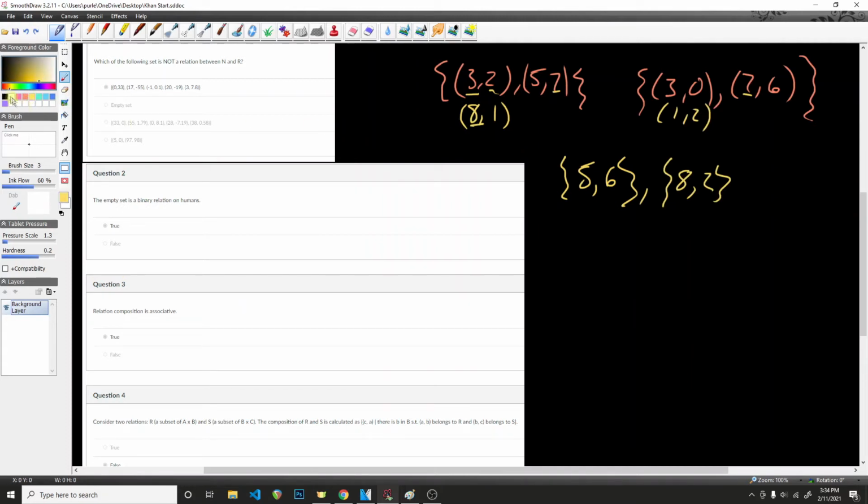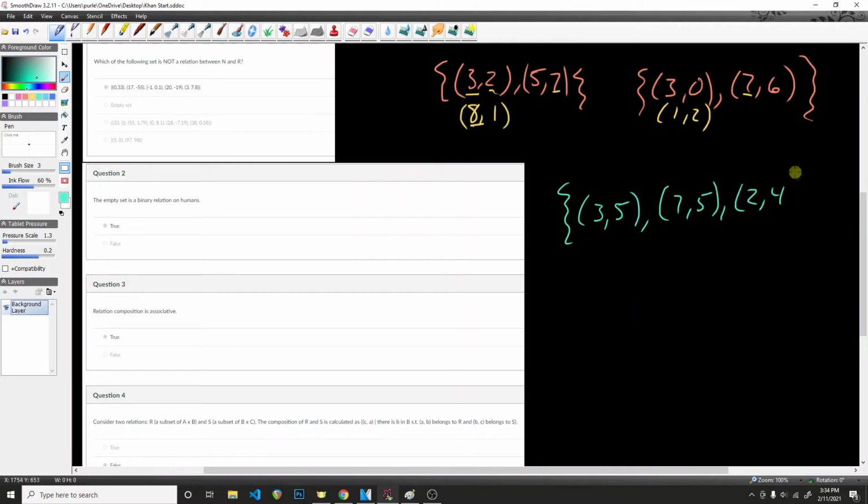So real quick, let me go ahead and make a third set, and we will say that in the third set we have (3, 5), (7, 5), (2, 4). If we call this A, this one B, and this one C, it doesn't really matter if we do A, then B, then C, or if we do B, then C, and then do A with the composition of B and C. What that might look like is if we have here (8, 1), that maps to (1, 2), and then that maps to (2, 4). So the composition for A, B, and C would be (8, 4), and I believe that's the only pair that actually works out. But it also doesn't matter if we started here at B.